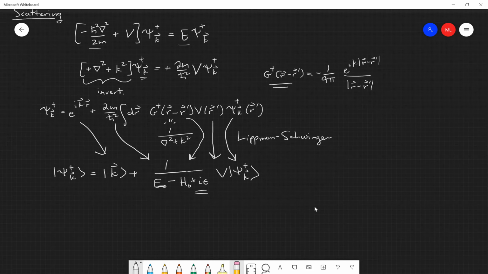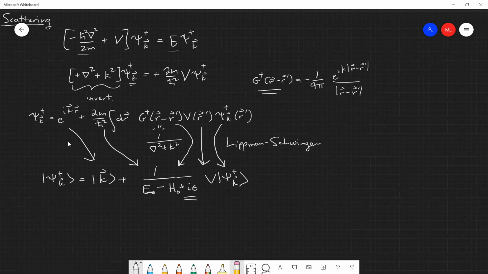But in principle, what we left off with last time, I told you that you can solve this equation recursively by you keep substituting in for this psi plus here, assuming that V is small. So if V is small, then to leading order, you just have the incoming wave. And so to next order in V, you could substitute in this guy into the integral, and then you'd get the Born approximation, which is what I showed you last time.